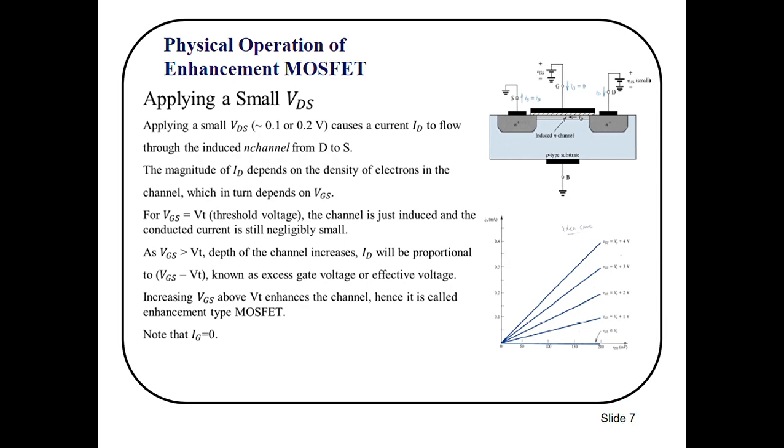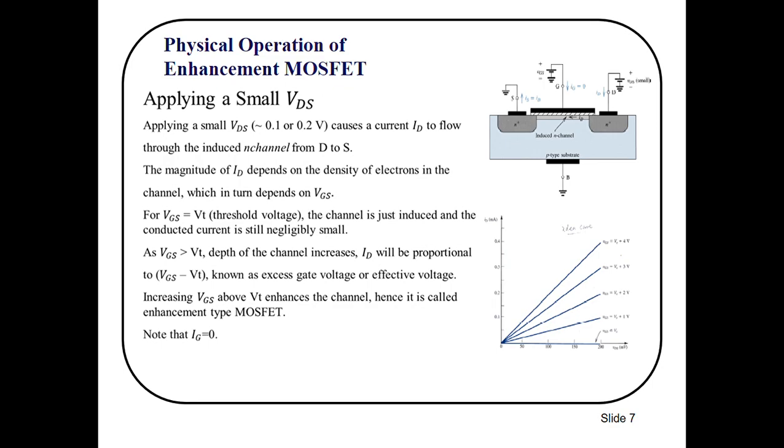So applying a small VDS from 0.1 to 0.2 volt causes a current ID to flow through the induced N channel from drain to source. So here you can see this scenario. The magnitude of this drain current depends on the density of electrons in the channel, which in turn depends on VGS. For VGS equal to VT, the channel is just induced and the current conduction is negligible.